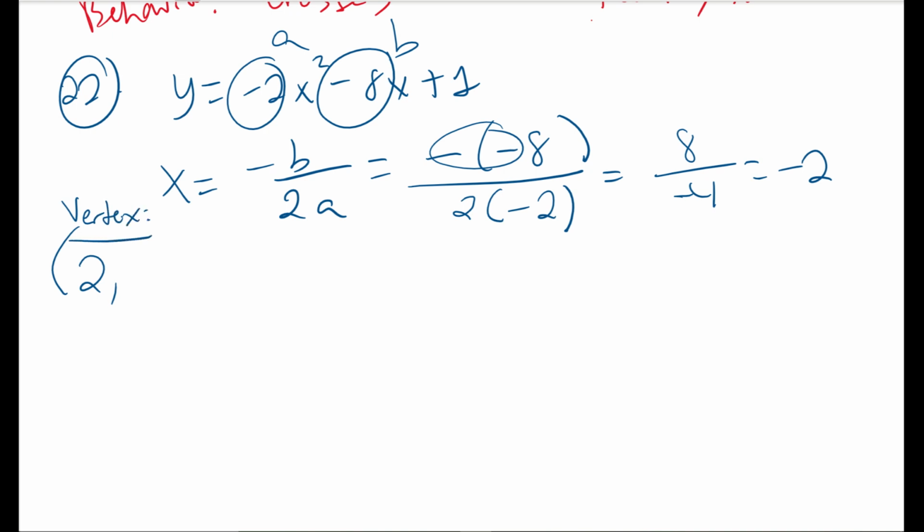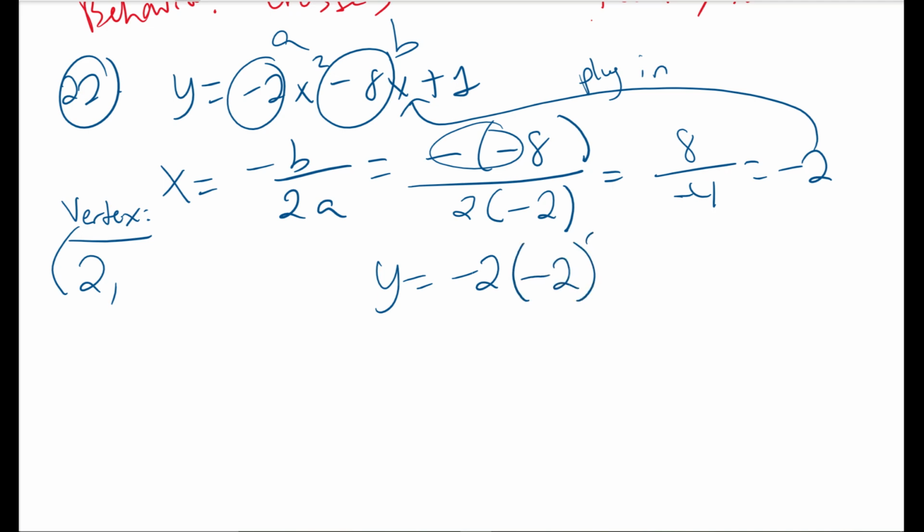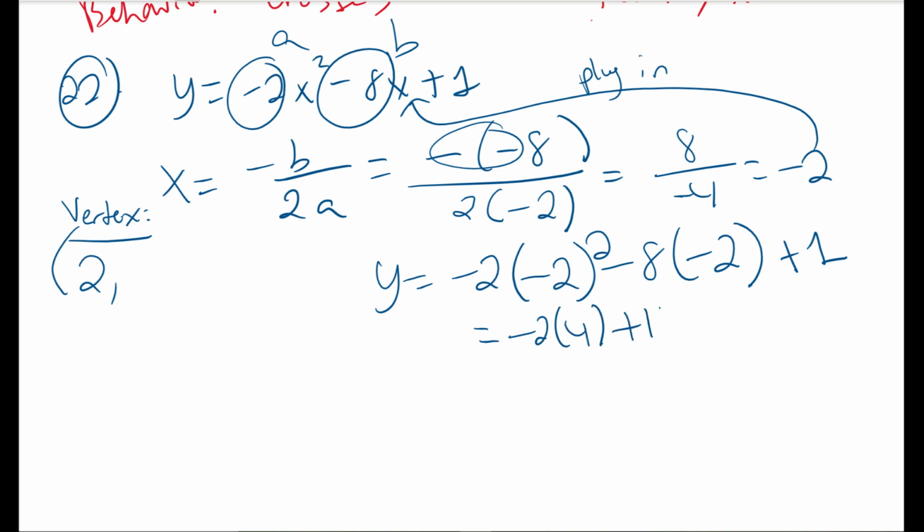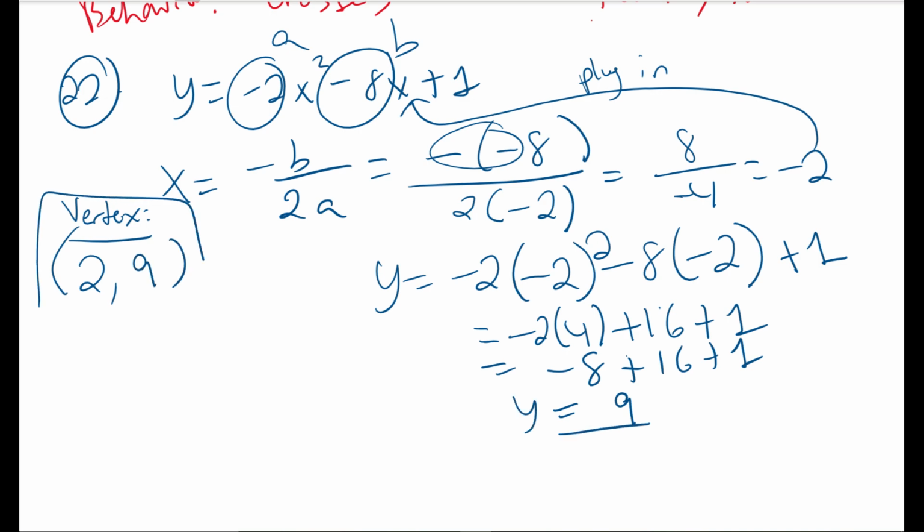Now we need the y-coordinate by plugging this in. So plug in. So we have y equals negative 2 x squared, which is negative 2. So negative 2 squared minus 8 times x, which is negative 2, plus 1. Negative 2 squared is 4. Negative 8 times negative 2 is positive 16. Negative 2 times 4 is negative 8. And then we do the math here, and we'll get 9. So then y equals 9, so that's the vertex. So we got the vertex.